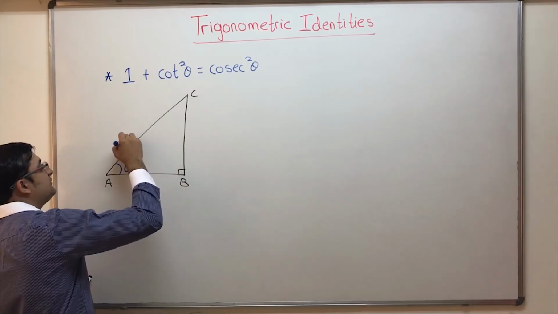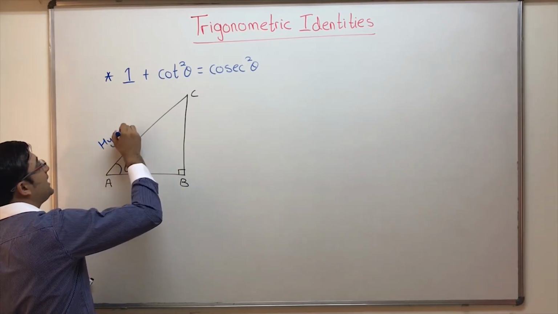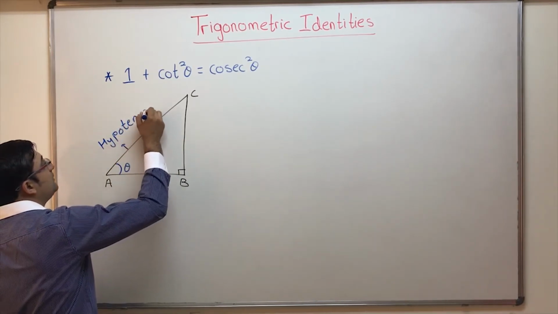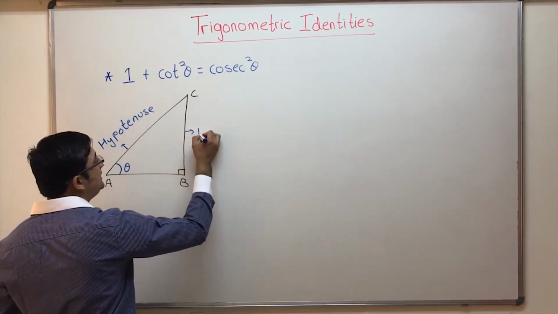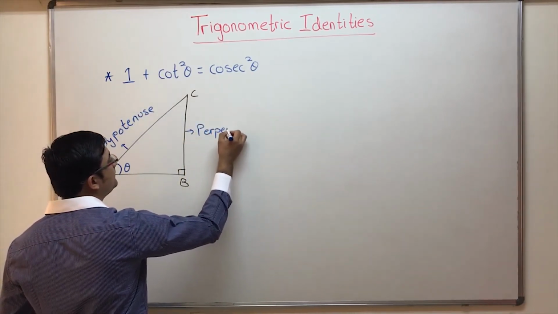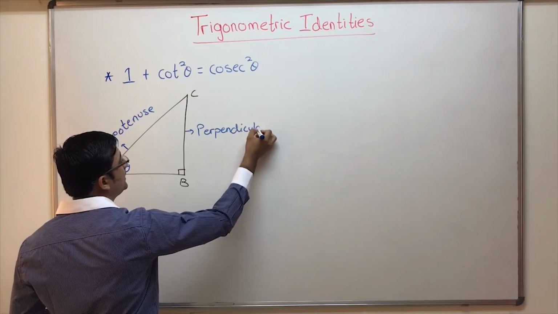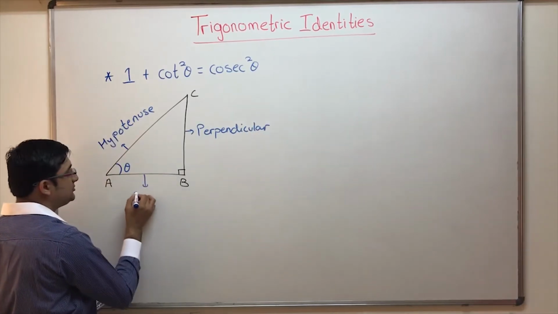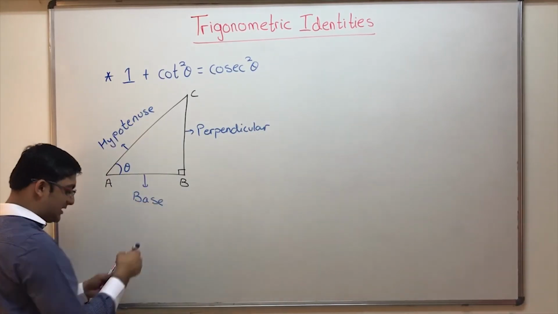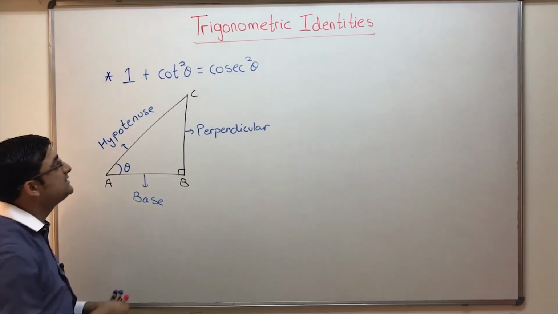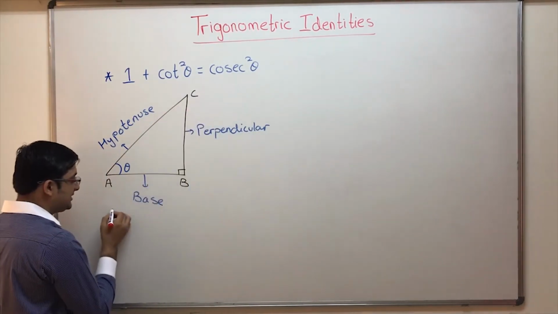Side opposite the 90 degrees, so AC is the hypotenuse. Side opposite this angle, BC, is the perpendicular. And AB remains. So this over here is the base. Next, what are the trigonometric ratios involved in this identity? Cot and cosec. So let's get their values.